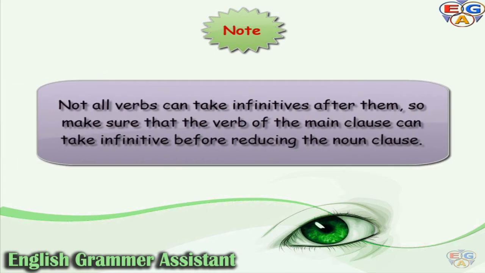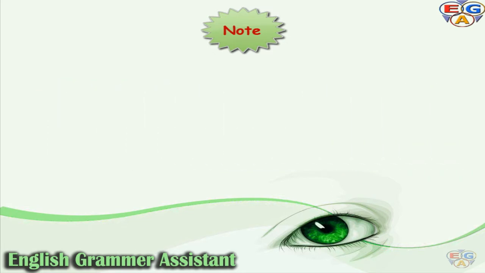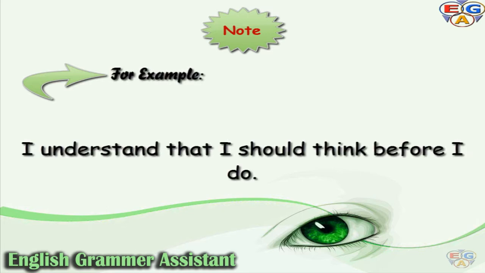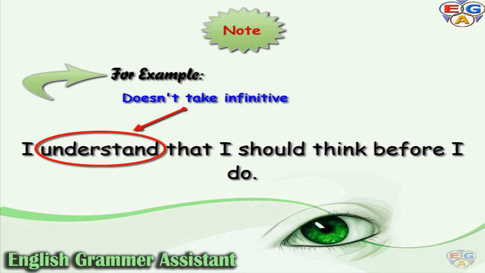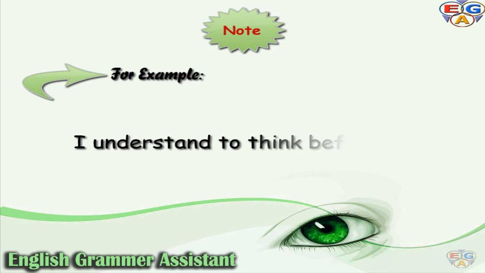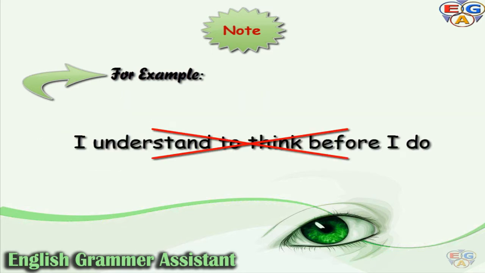Not all verbs can take infinitives after them, so make sure that the verb of the main clause can take infinitive before reducing the noun clause. For example, I understand that I should think before I do. The noun clause in this sentence can't be reduced, because the verb understand can't take infinitive after it. If we reduced it, for example, the sentence would be like this. I understand to think before I do, which is linguistically unacceptable.